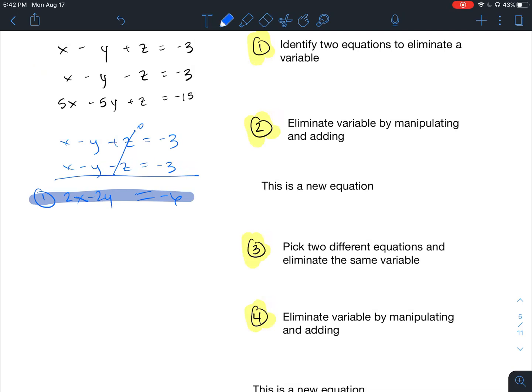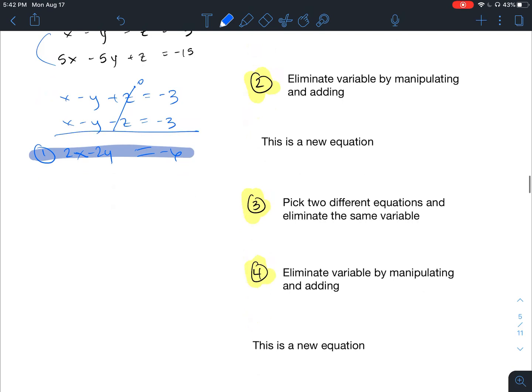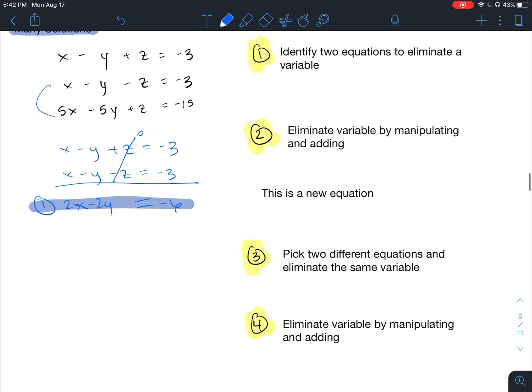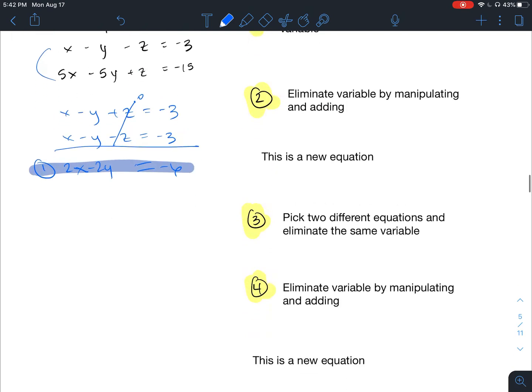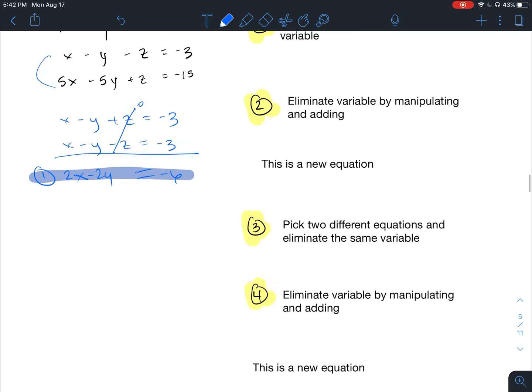So we already used those two, so now we're going to use these two right here. Actually, I think that will work better. Well, let's go ahead and find out. Again, you can use either. So if I use those two, let's write those out. We have x minus y minus z is equal to negative 3. 5x minus 5y plus z is equal to negative 15.